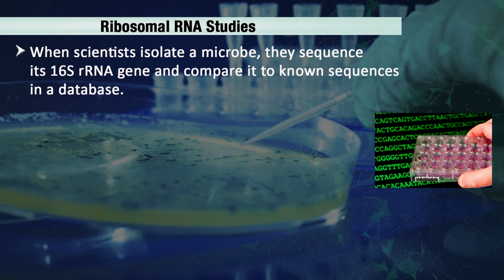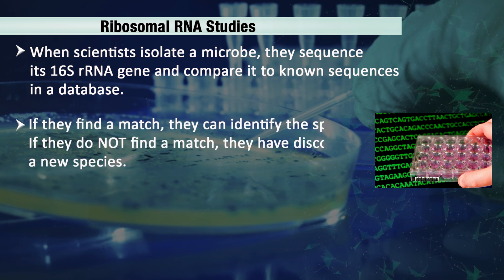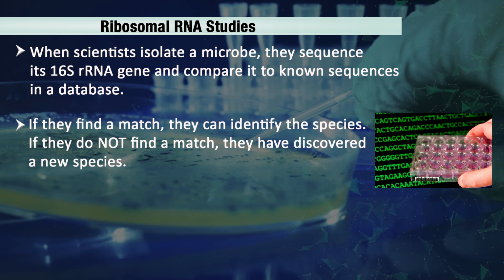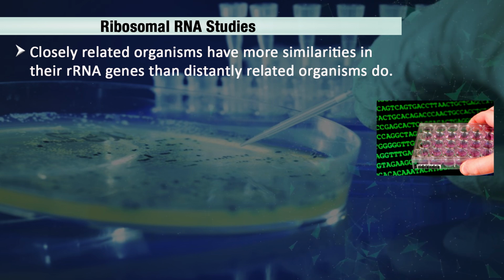When scientists isolate a microbe, they sequence this 16S rRNA gene and compare it to the already available known sequences using a database. If they find a match, they can identify the species. If they do not find a match, it is believed that they have discovered a new species. Ribosomal RNA studies have expanded our view of the microbial world and revealed evolutionary relationships between species. Closely related organisms have more similarities in their rRNA gene than distantly related organisms do.